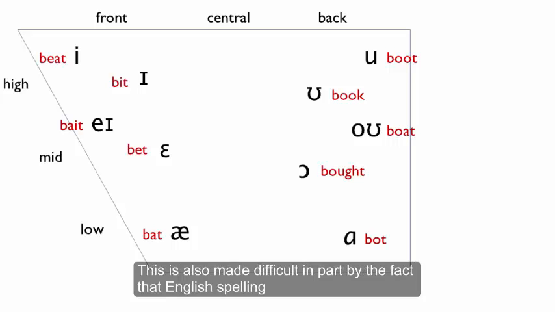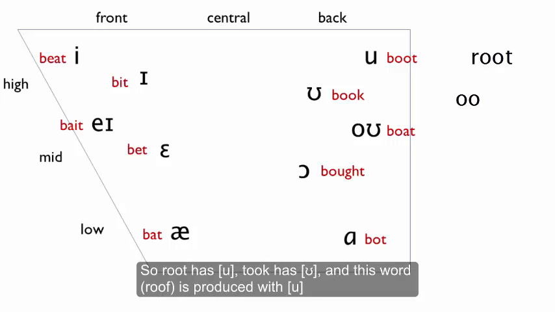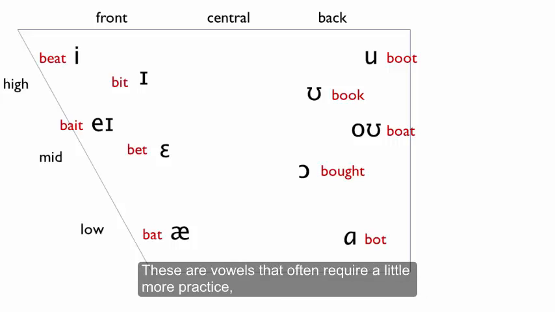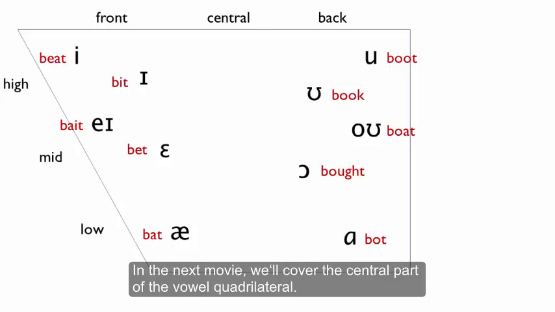This is also made difficult in part by the fact that English spelling often represents both of these vowels with the OO digraph. So root has oo, took has ʊ, and this word is produced with oo by some people and ʊ by others, as roof or as roof. These are vowels that often require a little bit more practice and a little more careful thought than some of the others. In the next movie, we'll cover the central part of the vowel quadrilateral.